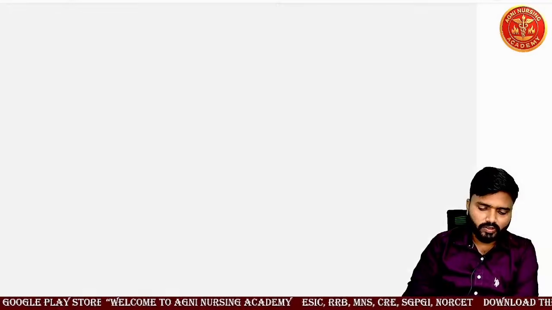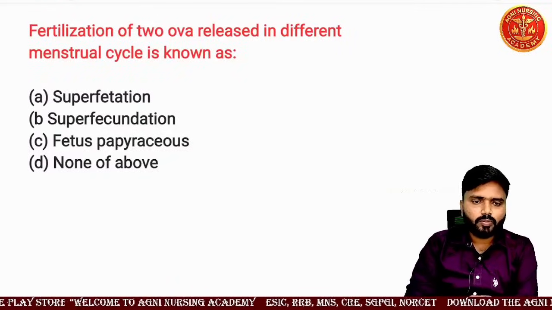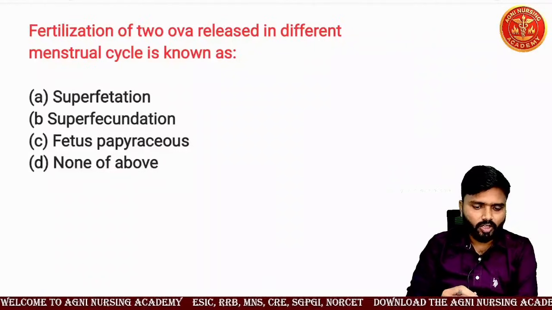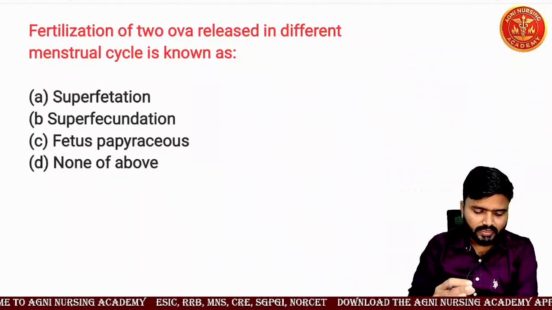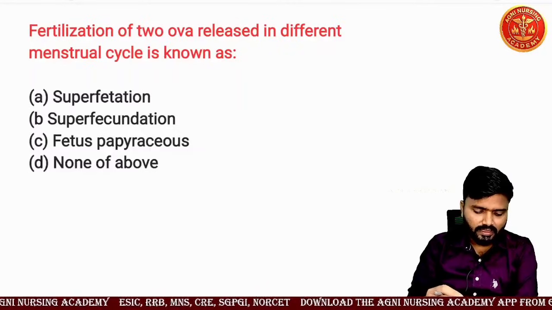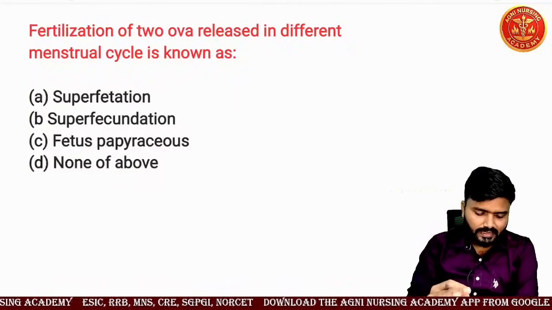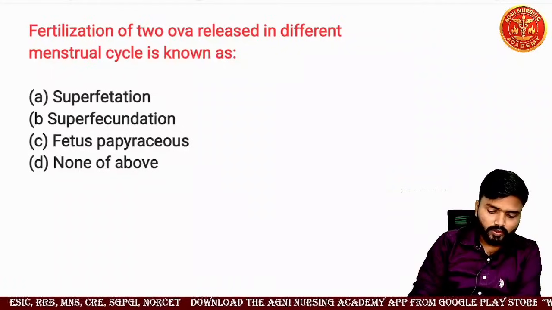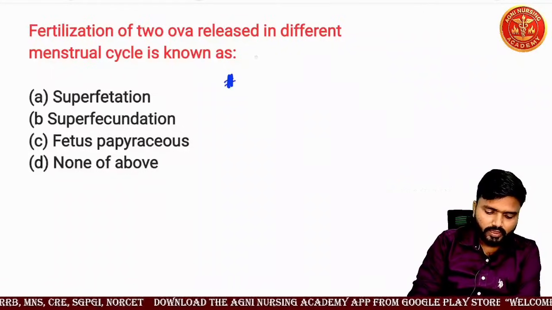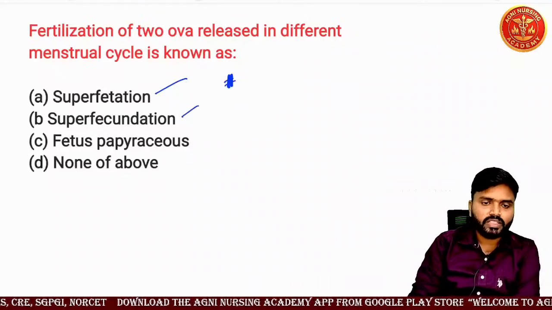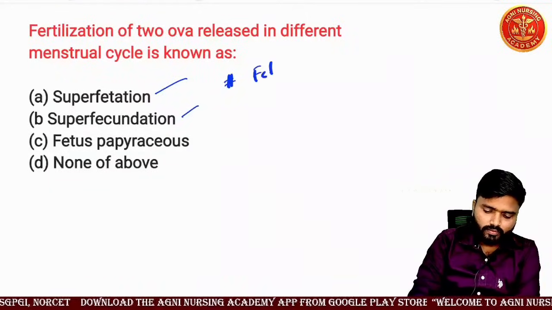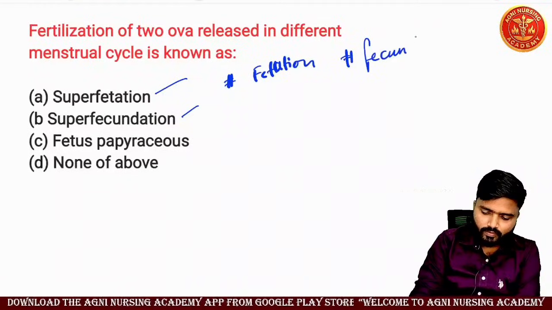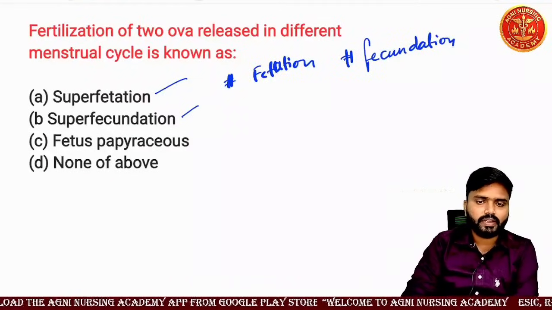Okay. Yes, we'll move on to the next question: fertilization of two ova released in different menstrual cycles is known as? Option A is superfetation, option B is superfecundation, option C is fetus papyraceus, and option D is none of the above. This question is about two concepts, superfetation and superfecundation.